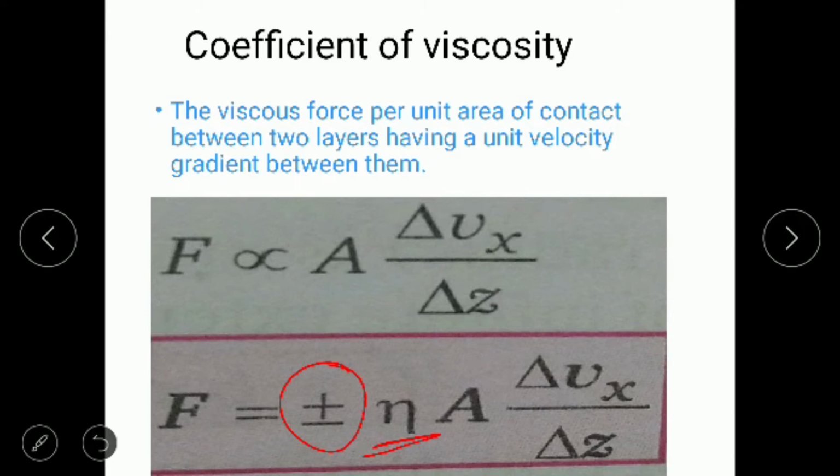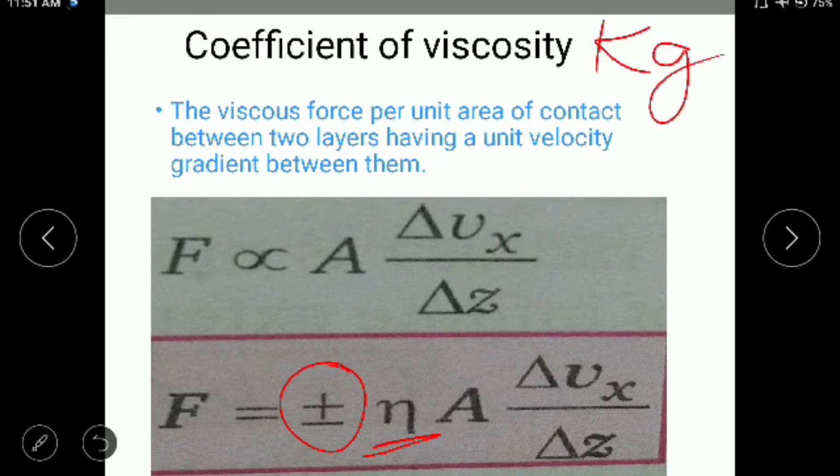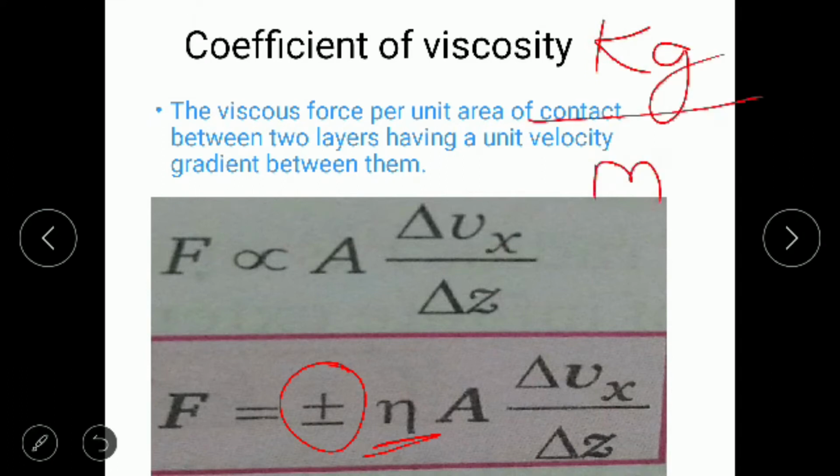The SI unit of the coefficient of viscosity is kg per meter second. This is the unit of the coefficient of viscosity, that is nu.